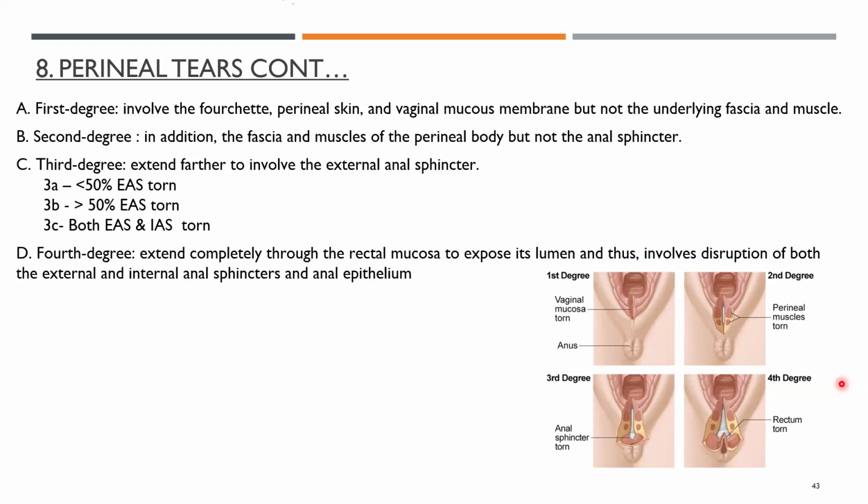Third degree extension is further and involves the external anal sphincter. It can also be further classified and broken down into 3. There's 3A, which is less than 50% of the external anal sphincter being torn. 3B, where you have greater than 50% of the anal sphincter being torn. And 3C, where both the internal and external anal sphincter are torn. 3C involves the entire complex of the anal sphincter. It extends completely through the rectal mucosa, is exposed to its lumen, and thus involves disruption of both the external anal sphincter, internal anal sphincter, and the epithelium.